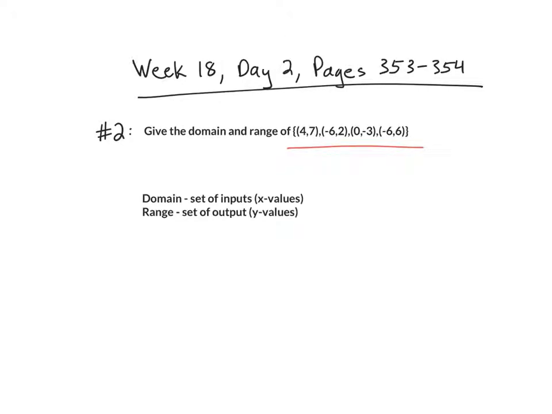So if I look for all of the x coordinates, those would be the first values that are listed in each of my ordered pairs. So my domain is the set that contains those numbers, -6, 0, and 4. I put them in order because it's easier to read, and note that even though -6 appeared here and here, I only list it once in my set.